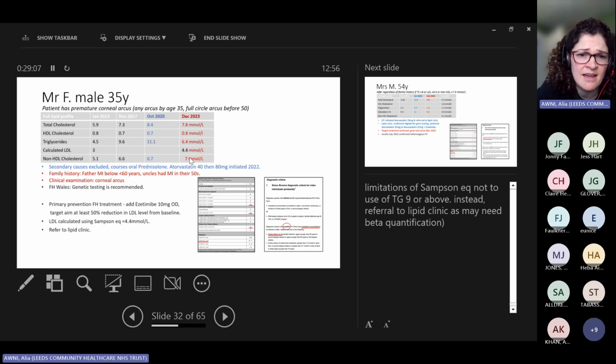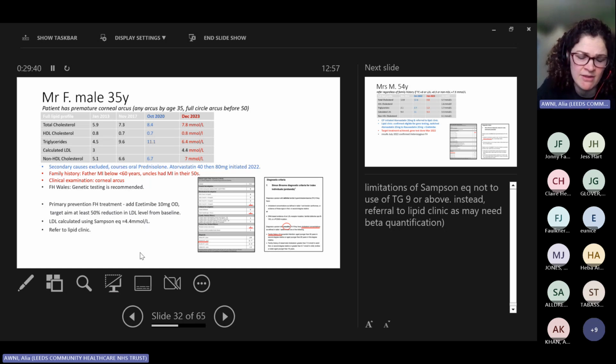We calculated LDL as explained by Dr. Stuart. I've used the Sampson equation as the triglyceride is above 4.5. So the LDL is around 4.4, and we refer to the lipid clinic so we can see what the investigation would be. With this patient, triglyceride is above 10, I would refer to the lipid clinic, and they might be able to do beta quantification, that is to measure LDL.